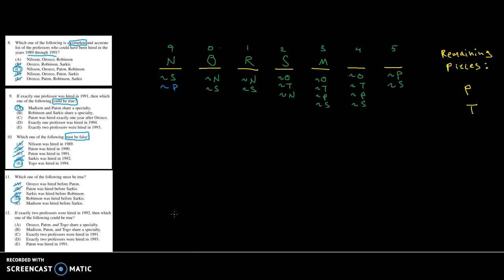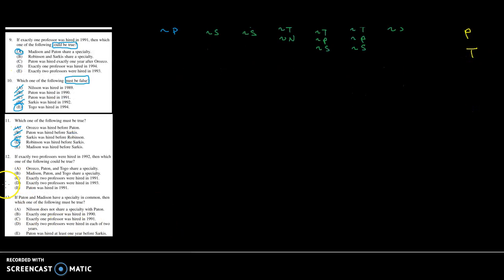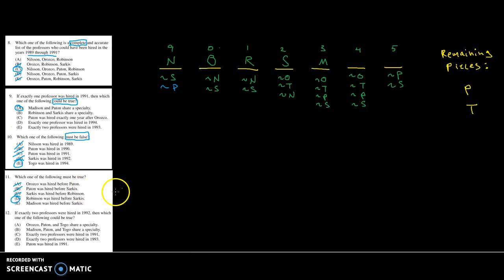Okay, let's see, we've got a couple more. Number 12, it says, if exactly 2 professors were hired in 92, then which of the following could be true? Let's check this. So if we have exactly 2 in 92, what that means is, look at this.